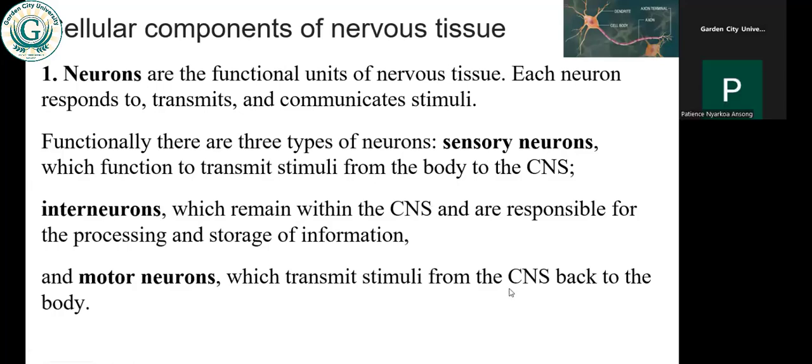So we look at the cellular components of the nerve tissue. When we talk of the cells that make up the nervous system, we talk of the neurons. The neurons are the functional unit of the nervous system.